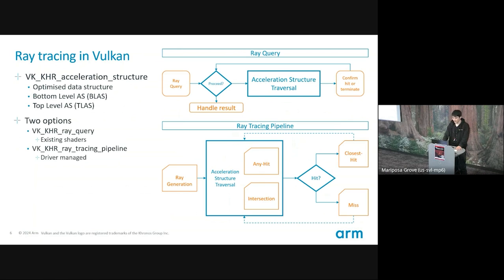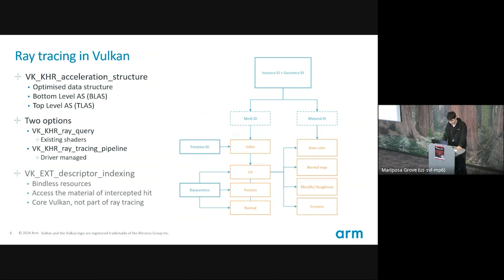For ray traversal, Vulkan offers two options. First, we have ray query, the way that we recommend for implementing ray tracing on mobile. Ray query allows us to launch rays inline from our existing shaders. Then we also have the ray tracing pipeline. The ray tracing pipeline offers some new shader stages that we can use to control ray tracing. This is a more driver managed approach, so there is a lot more magic.